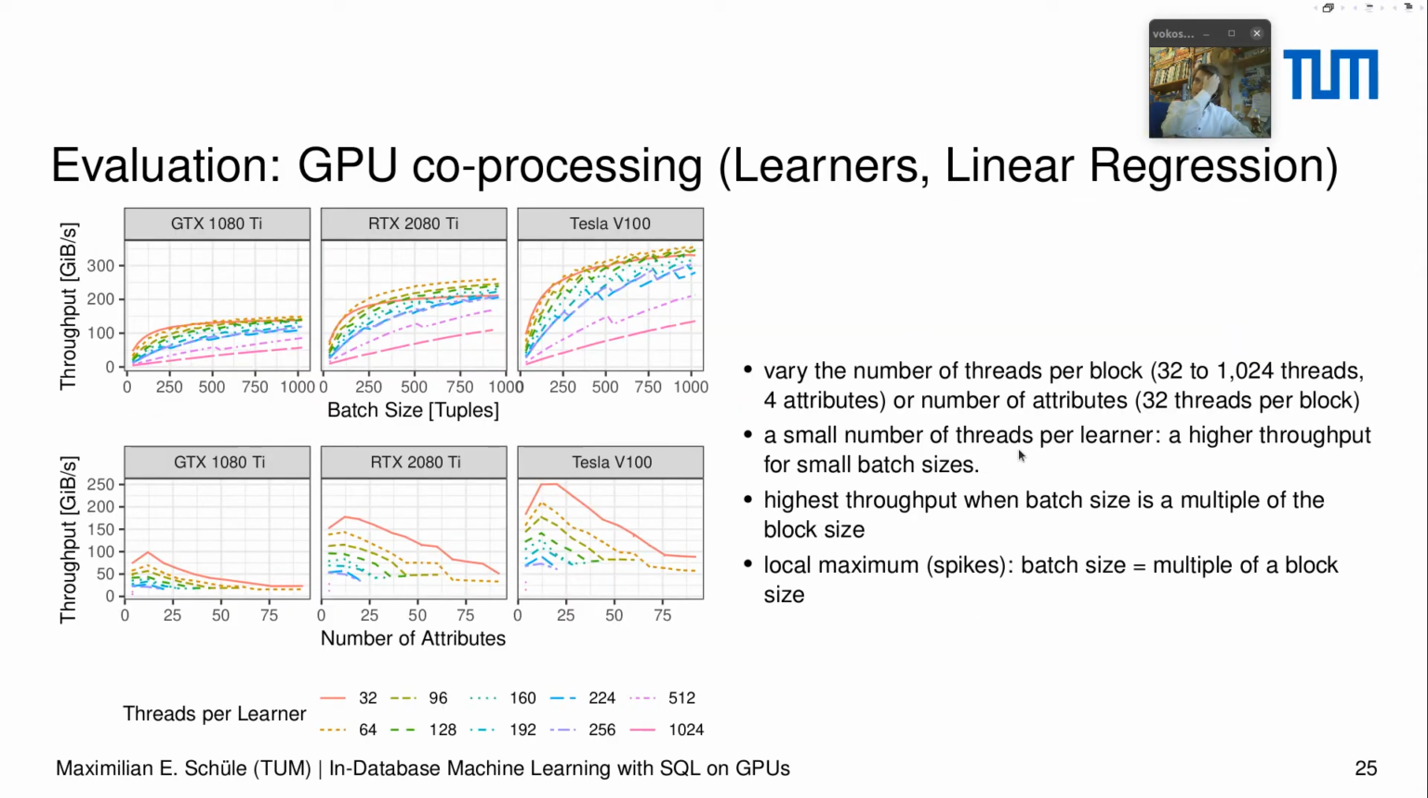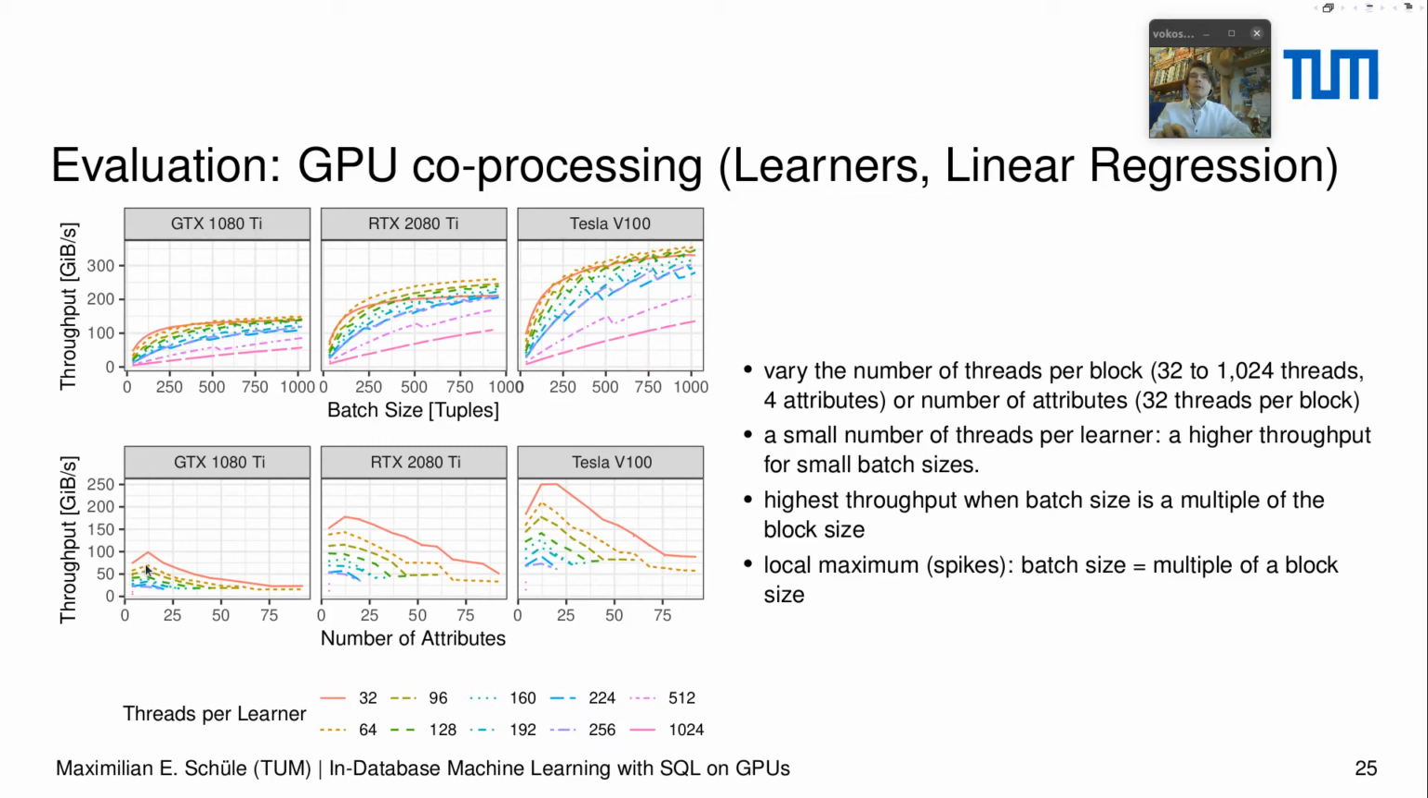So now we compare the different GPUs for GPU coprocessing. In this case, we compare the performance of multiple learners. So what did we do? We varied the number of threads per block, so the minimum block size of at least 1 warp, 32, up to 1024 threads. And we are using 4 attributes for this experiment.